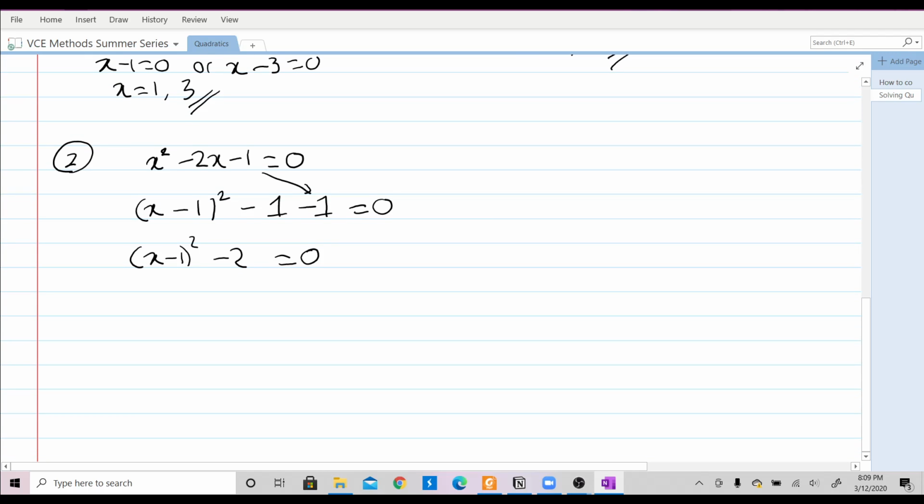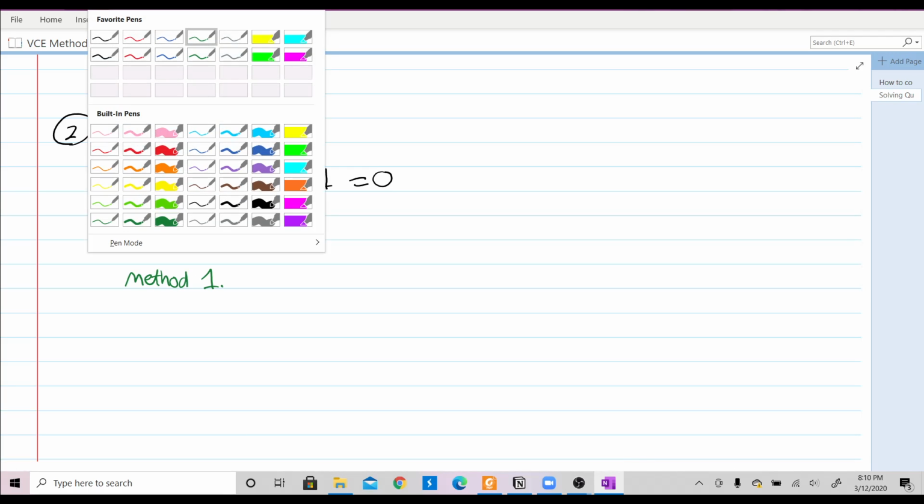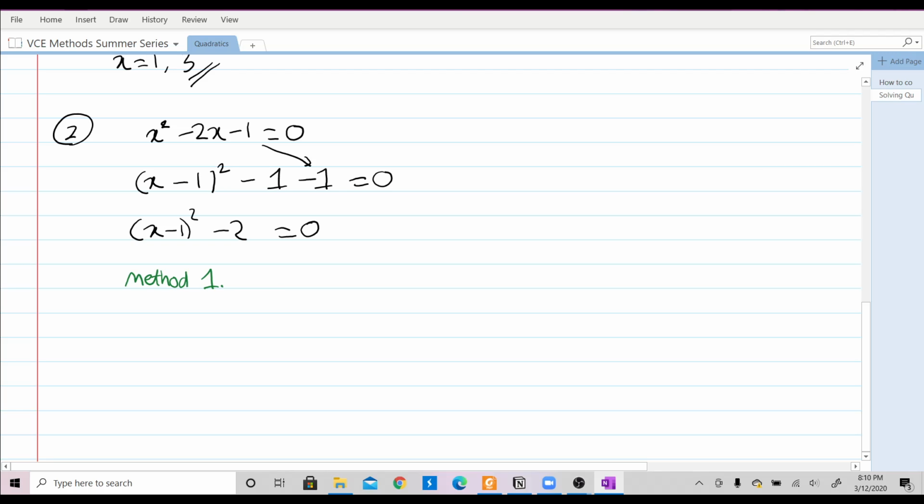Notice that in this case, we actually don't have a perfect square as we did in the previous example. So if we want to use method 1, what we're going to have to do is make a square root squared. So we're going to rewrite this as (x - 1)² - (√2)² = 0.